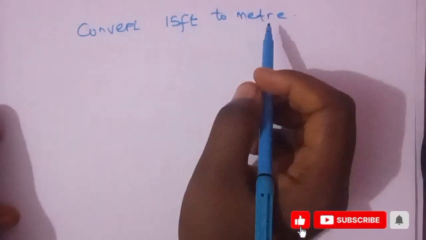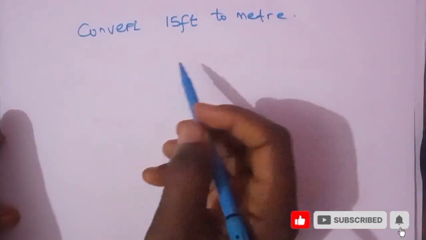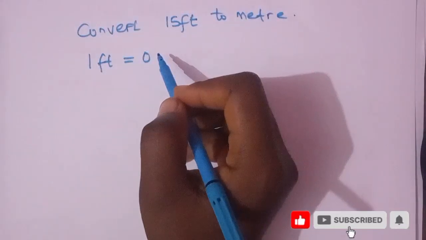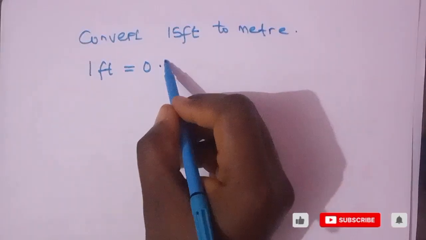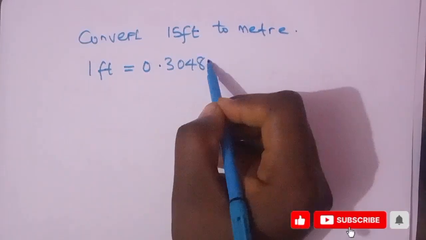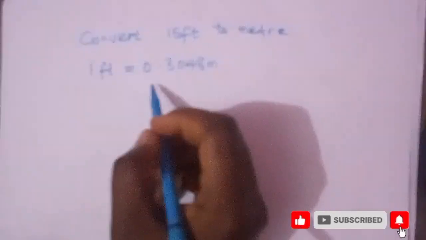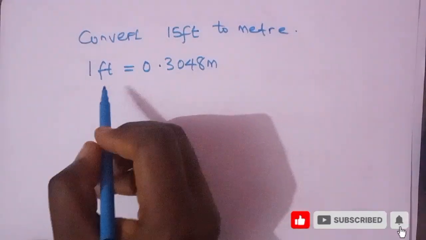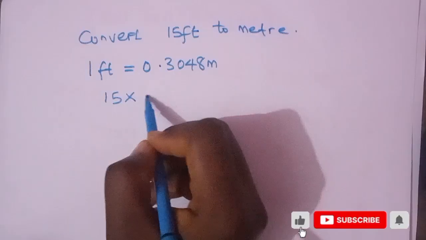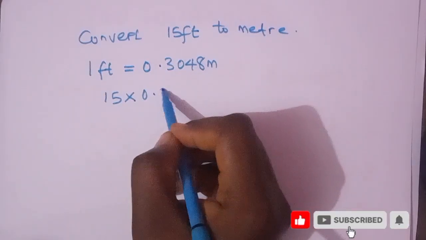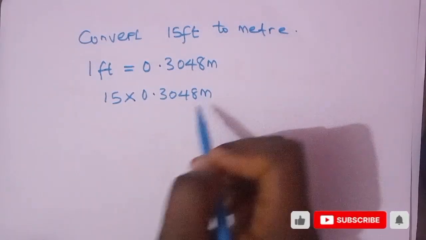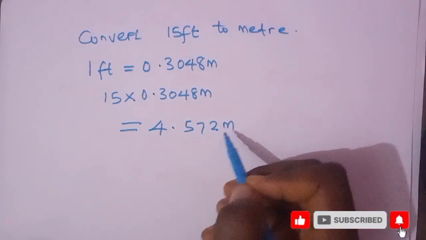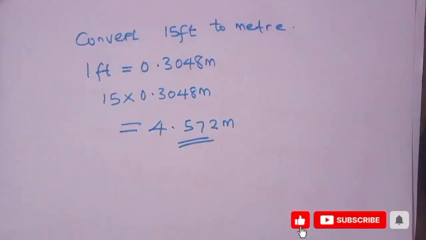The third question is convert 15 feet to meter. This one is very simple. Just remember the conversion. 1 feet is equal to 0.3048 meters. So what next? Just multiply it together. We have 15 multiplied by 0.3048 meter, and it will give us 4.572 meter, and that is the answer.